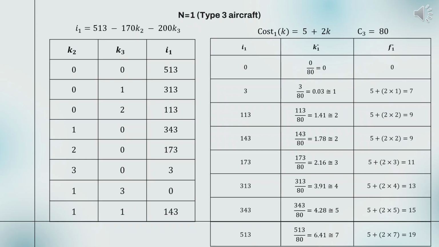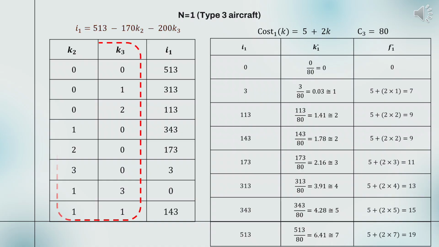We begin solving the problem using a backward induction approach, starting with stage 1, which involves allocating the Type 3 fleet with a capacity of 80 passengers. However, before calculating the costs, we must determine what demand values, or state variables I1, might be carried over to this stage. To find the possible state space, look at the left table. The state values in this table are derived from the equation I1 equals 513 minus 170 K2 minus 200 K3.